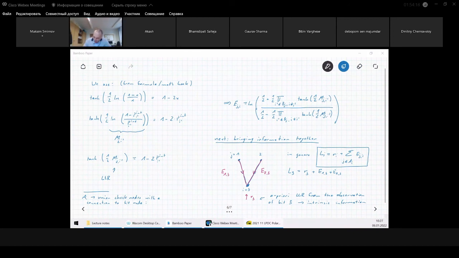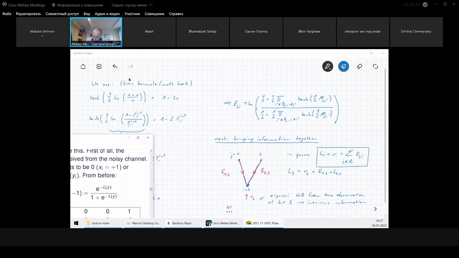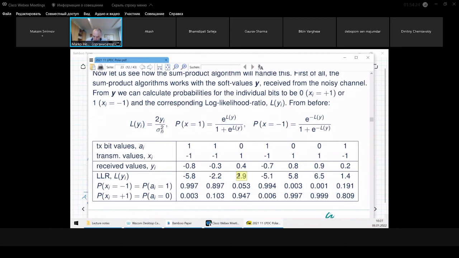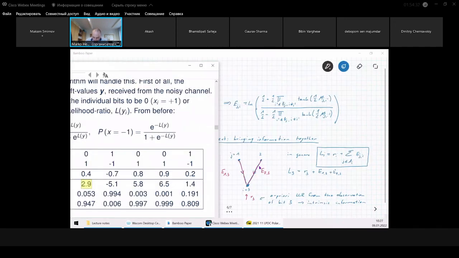And you see, of course, this log likelihood ratio, let's go back to the example, of 2.9. So this will be changed. This will increase probably, as from the other observations, we conclude that it is likely that this was a +1.